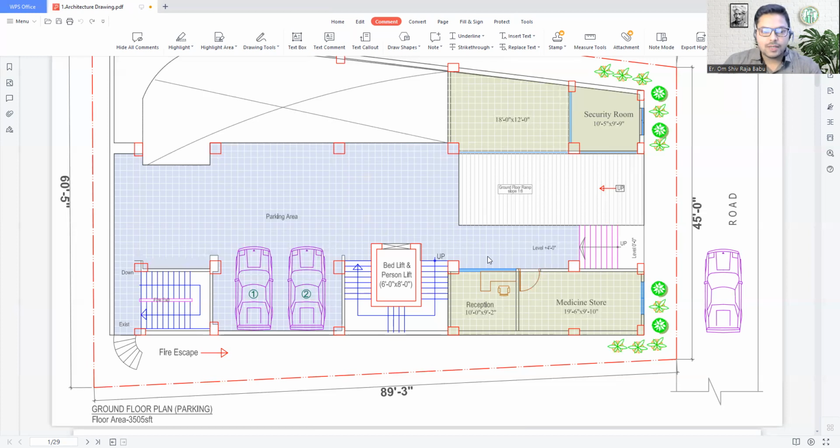Now you can see we have a quarter turn stair over here, which you can also call an open well stair. Just in between the goings of the stair, we have the space for the lift also. So you can see the bed lift and the person lift is 6 feet by 8 feet. In hospitals, this is not just a thing where a person goes over there and just goes to the next floor through that.